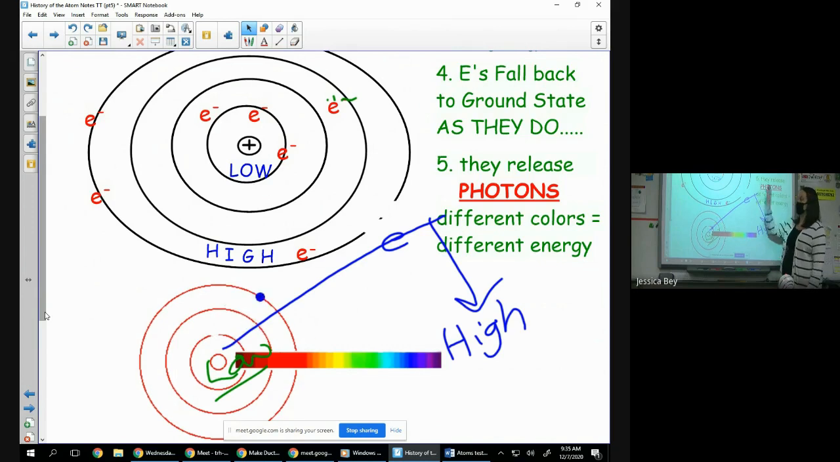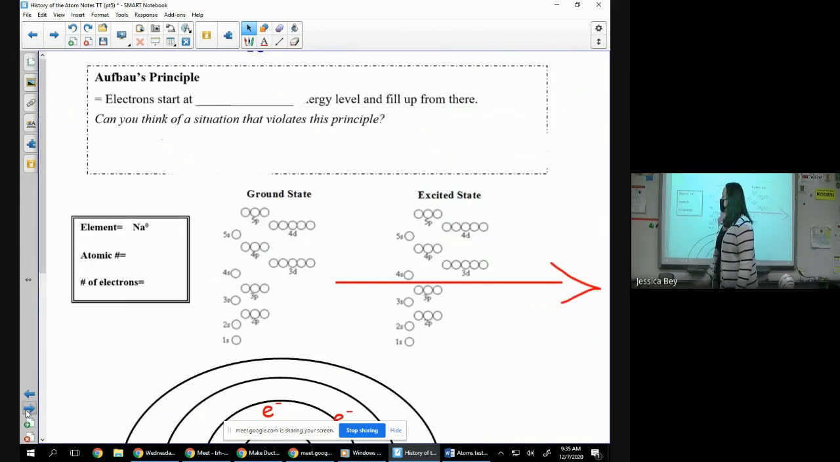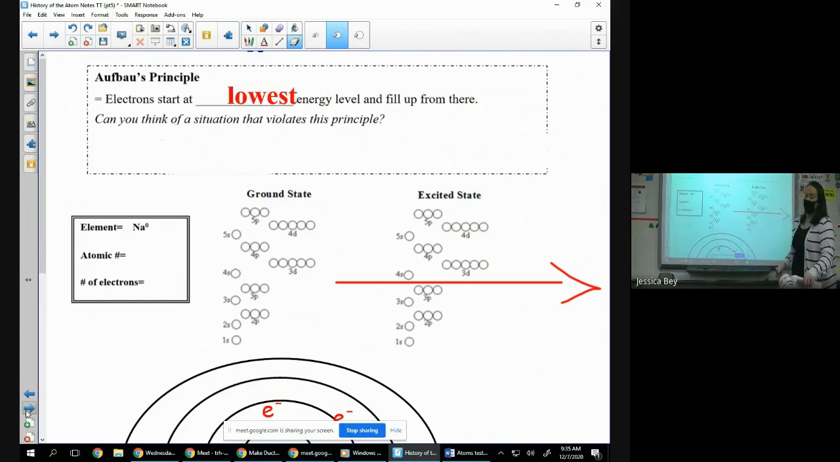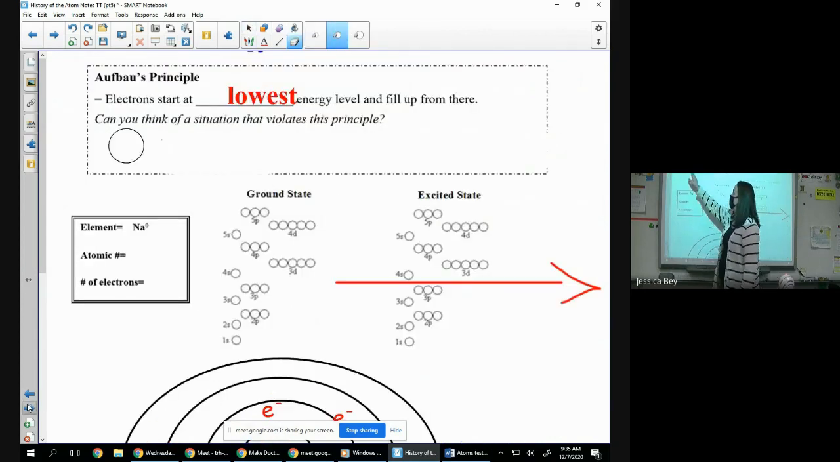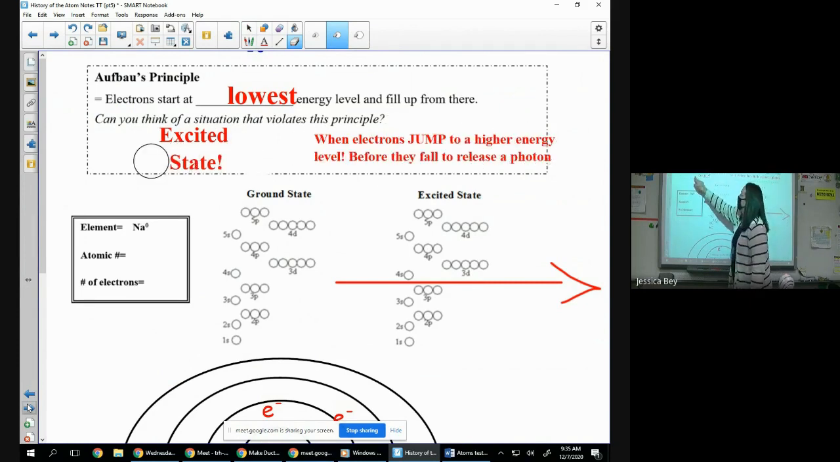What I want to do is this is using Bohr's model. I want to use the orbital chart instead. So go ahead, and on the back of notes number 5, we're picking up right here. This is where we stopped on Wednesday. It says electrons start at the lowest energy level. Electrons like to start at the lowest energy level. That's Aufbau. However, when you add energy and these electrons jump out, that's breaking Aufbau's principle. So this is actually one of your questions in your lecture questions today.